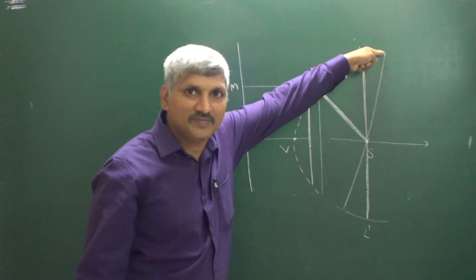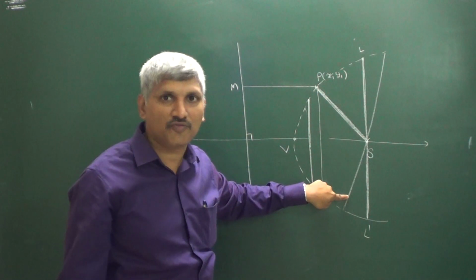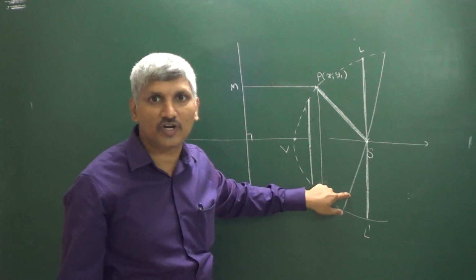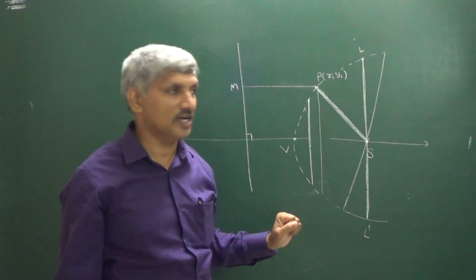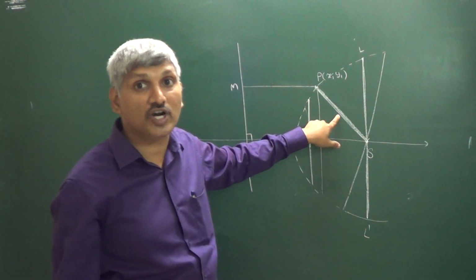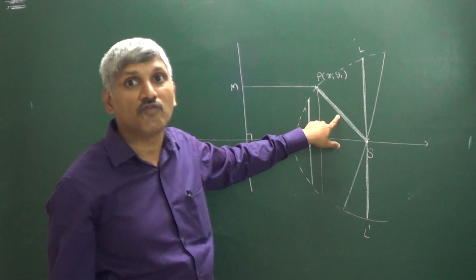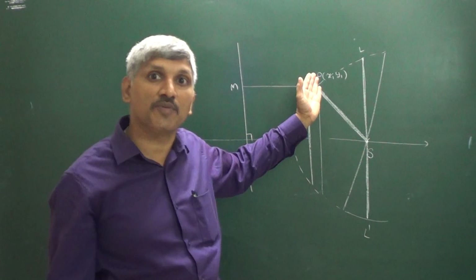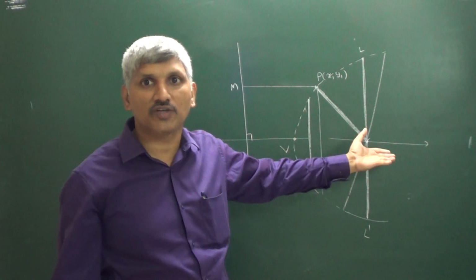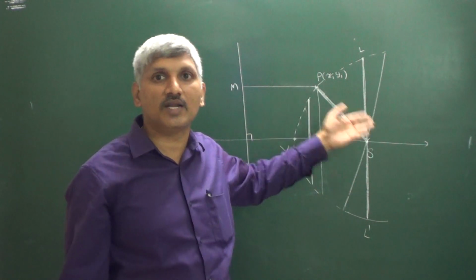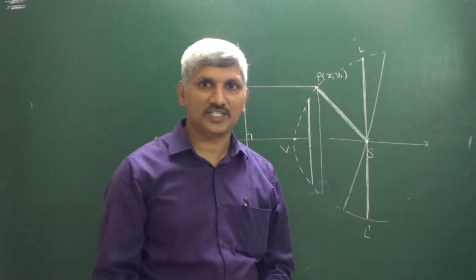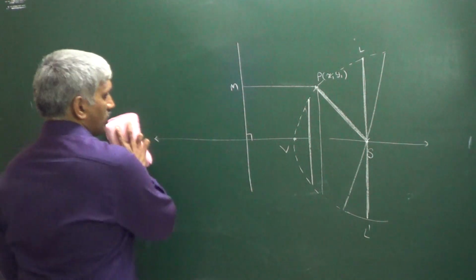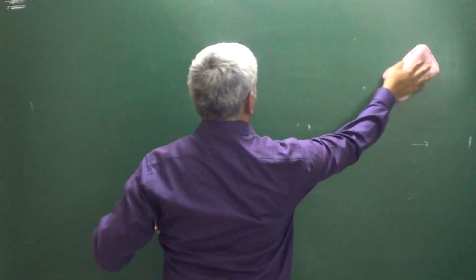This is a chord. A chord passing through focus is called a focal chord. And we are calling this one the focal distance. SP is called focal distance. P(x1, y1) is any point on the parabola and S is the focus. The distance between S and P is called focal distance. So these are the few ideas regarding conic section.